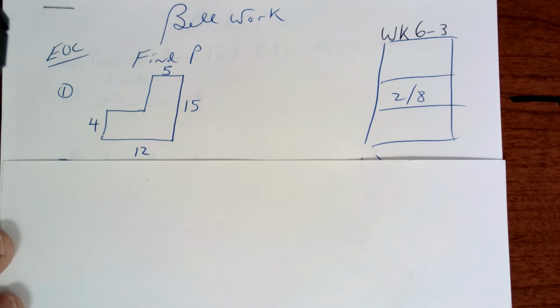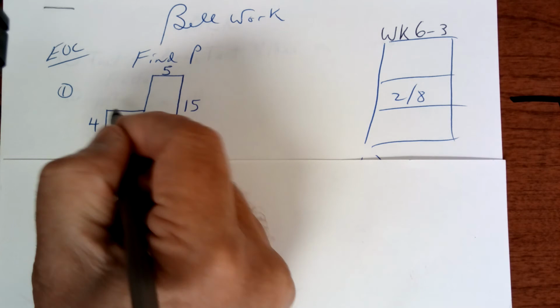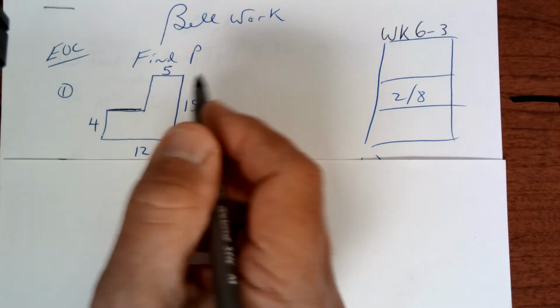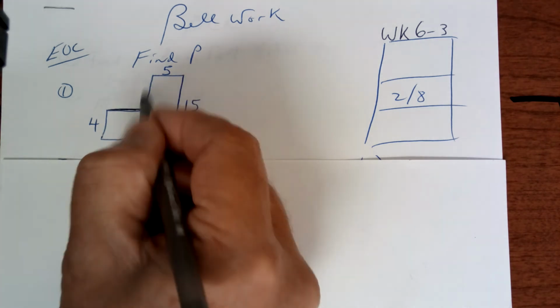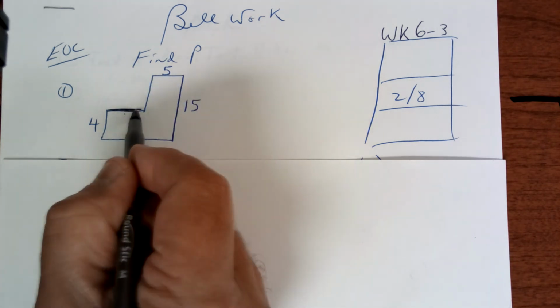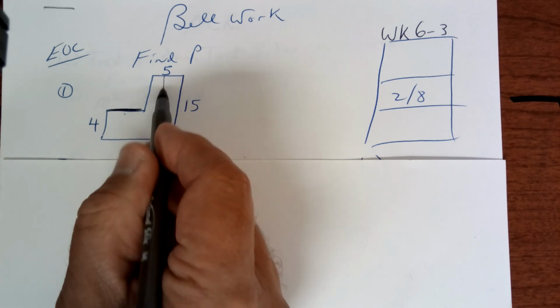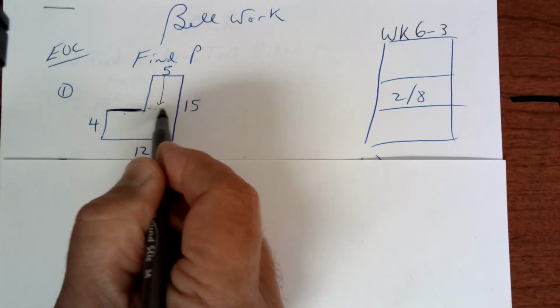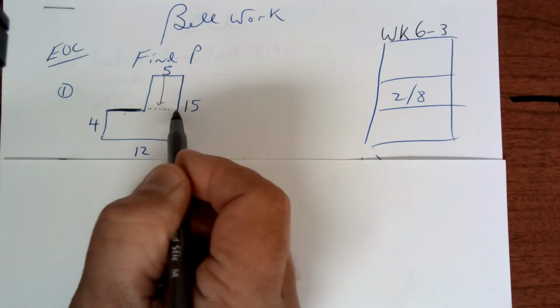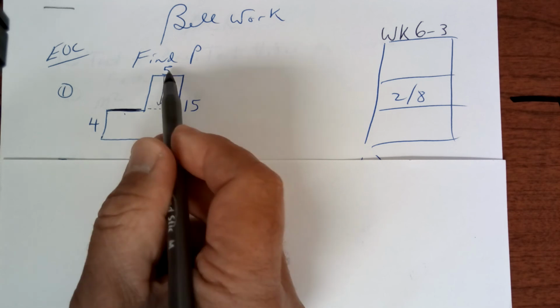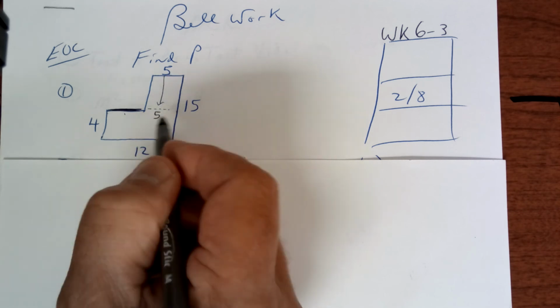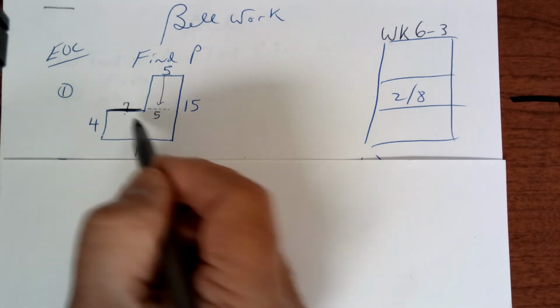So what I want you to look at is you need this distance here and you need this distance over here. But to get this distance, what you do is you slide this one down just temporarily. And you see that the whole distance is 12, but that upper distance is 5. So this has to be 7, because 7 plus 5 gives you 12.